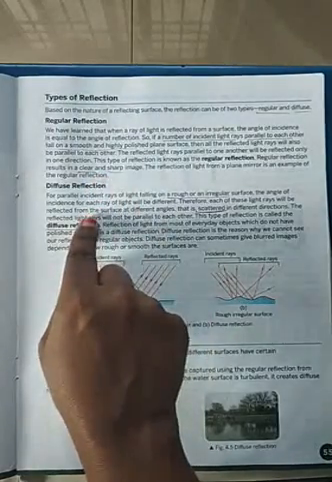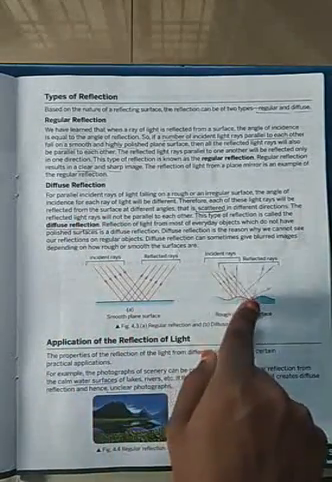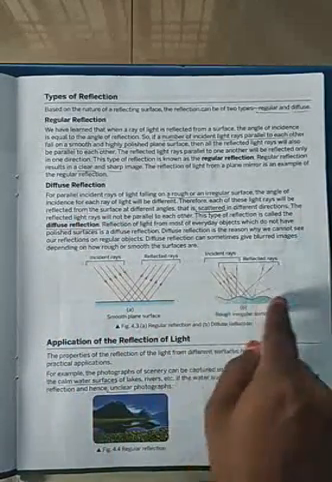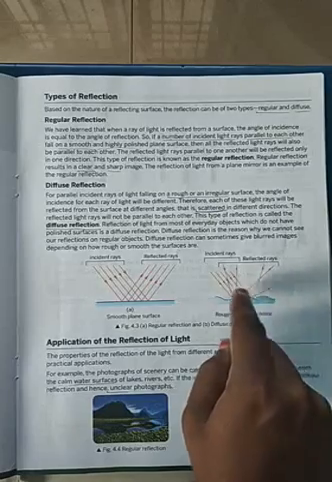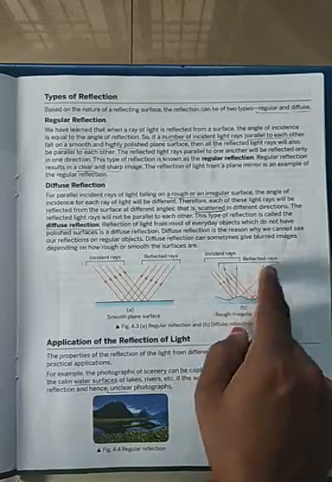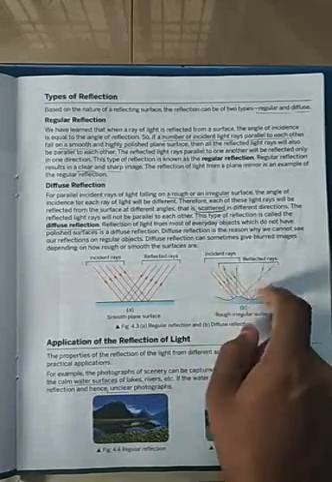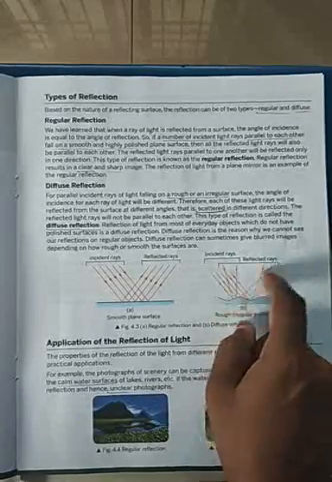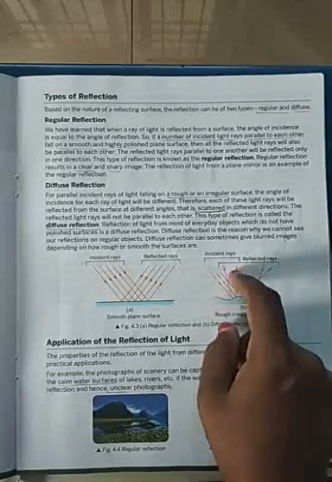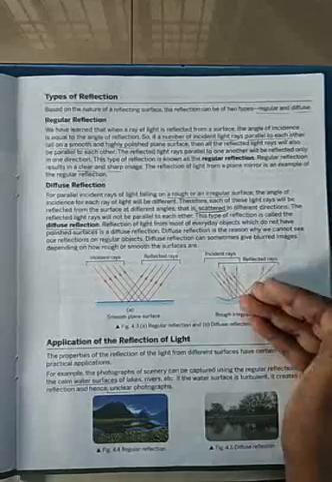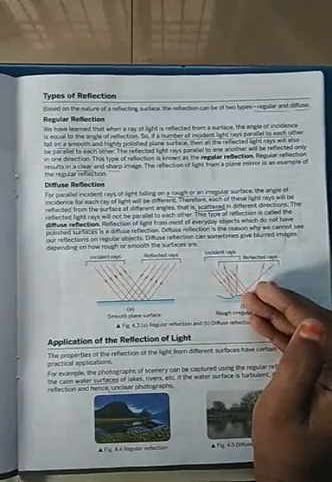Then if it is diffuse, that is when the rays of light are falling on an irregular or rough surface, then the reflected rays are also scattered. Scattered, that is, they are not parallel to each other. So this is what gives us the diffused reflection.